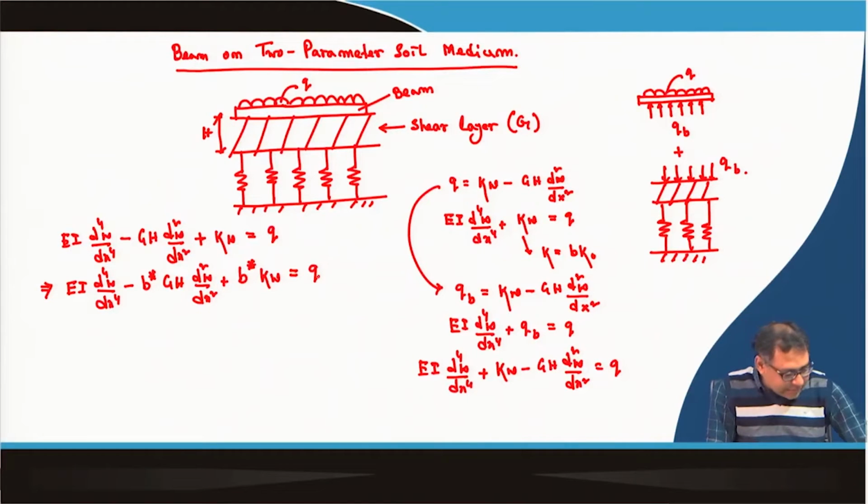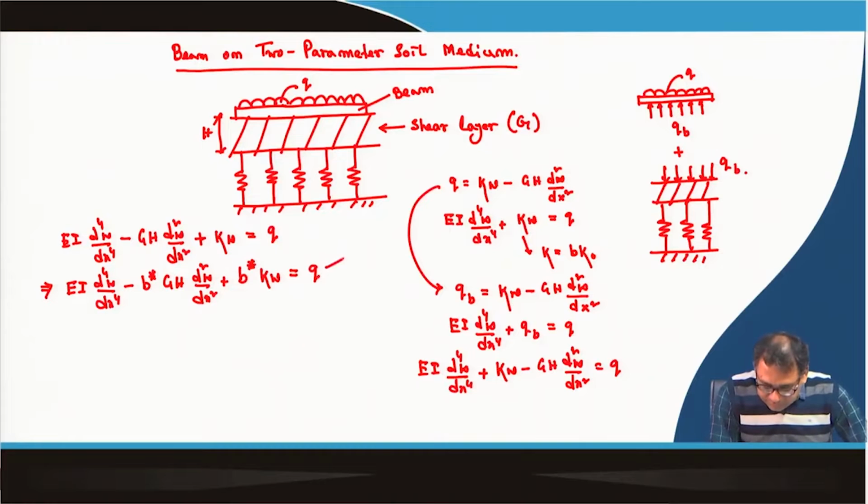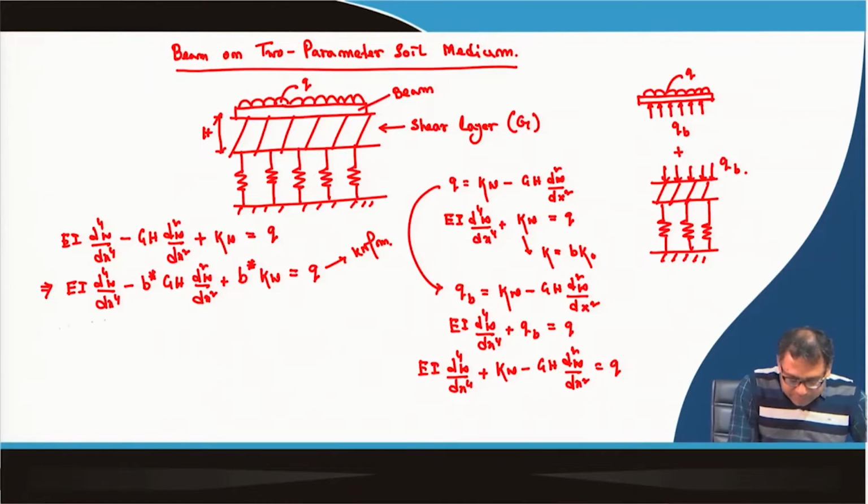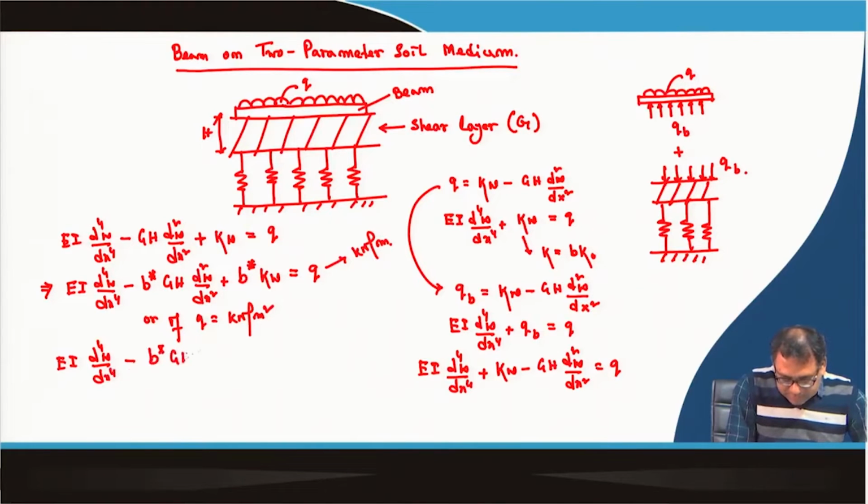Now, this equation is valid if your q is in kilonewton per meter. Now, if your q is in kilonewton per meter square, then these equations will be EI d4 w dx4 minus b star GH d square w dx square plus b star K w, this is b into q.